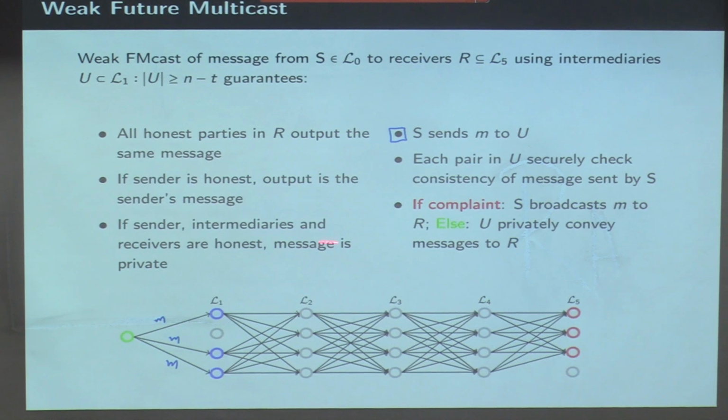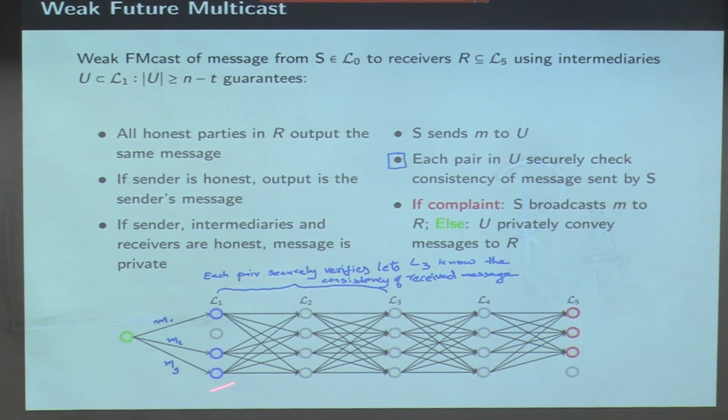So now how do you do it in the layered setting? We can use the tools that we have seen so far. The sender, of course, sends the message to the parties in layer 1. Now the parties need to verify that the messages are consistent between them. They're going to run a sub protocol that is going to let the parties in layer 3 learn whether there is an inconsistency. How do you do that?